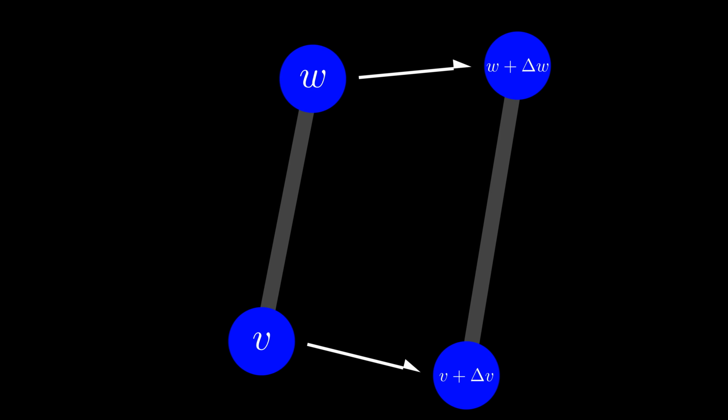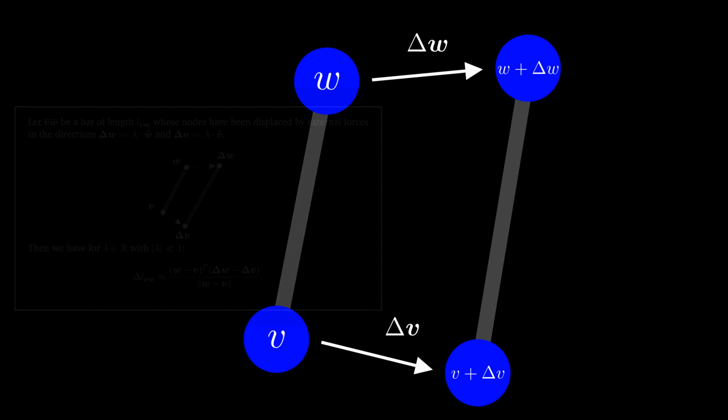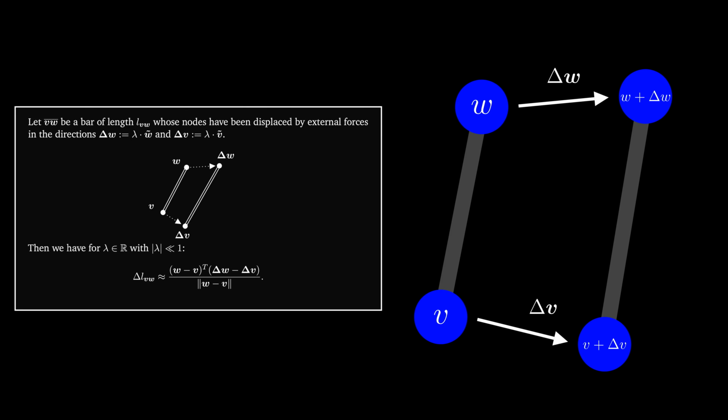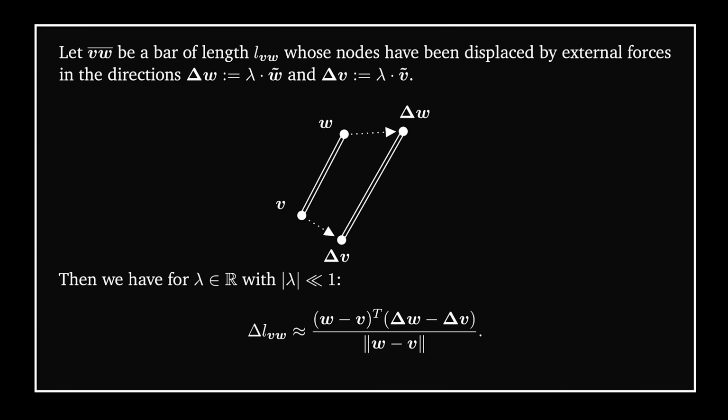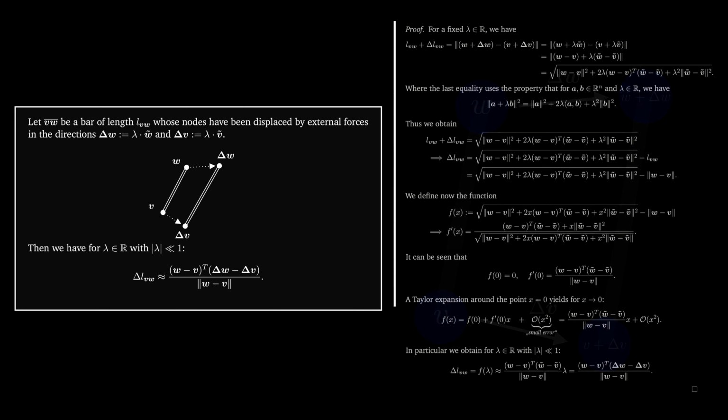Imagine you have a bar connecting the nodes V and W and that these nodes have been displaced by forces by the vectors delta W and delta V to W plus delta W and V plus delta V. The following statement shows that if these displacements are very small, then delta LVW can be approximated by the scalar product of W minus V and delta W minus delta V divided by the length of the bar, which is represented by the norm of W minus V. If you're curious about why this equality holds, you can pause the video here and read the proof.